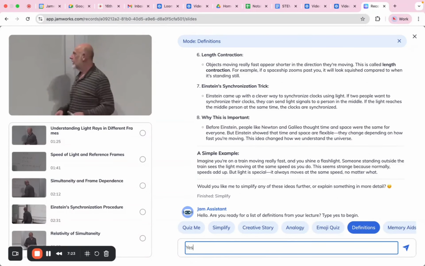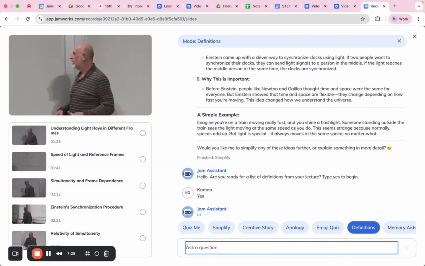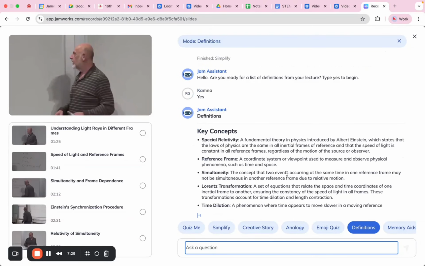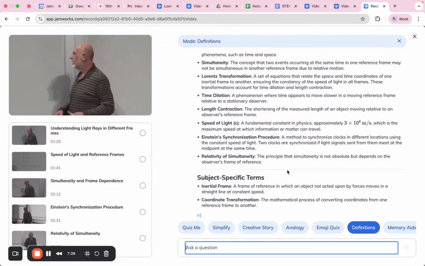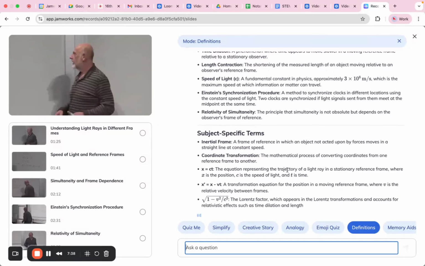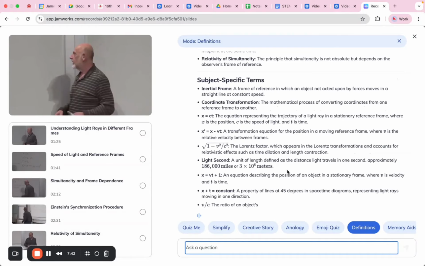Jamworks automatically pulls out complex or technical terms from the lecture and provides definitions in the form of a glossary. These definitions are grounded in the lecture content, helping students build understanding of subject-specific terminology without needing to rely on external resources.